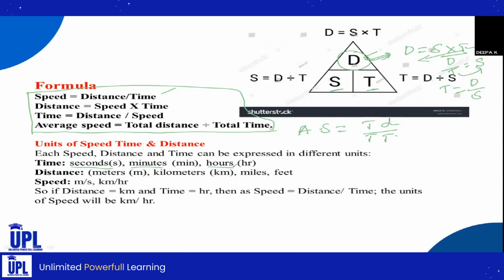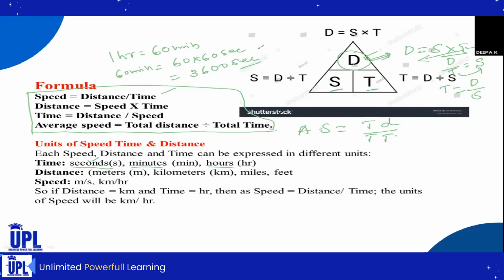Usually we can take seconds. So 1 hour is equal to 60 minutes, this is a basic concept. Again, 60 minutes is equal to 60 into 1 minute, which is 60 seconds. That means 60 into 60, that will be 3600. That means 3600 seconds are there for 1 hour.